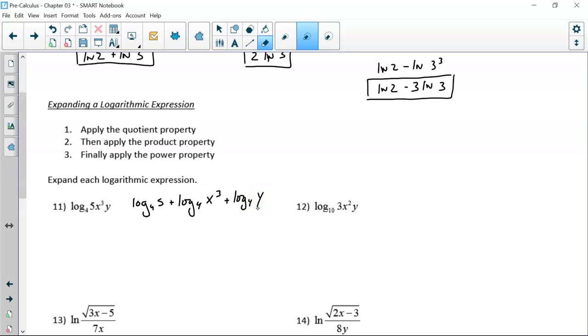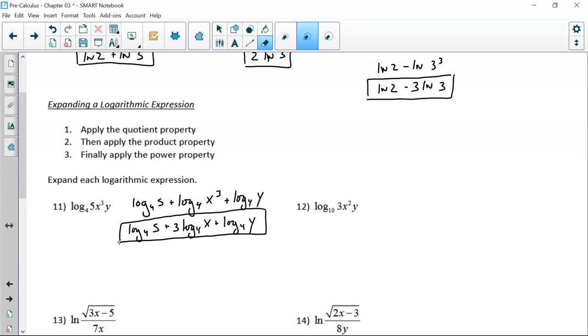Next, we look, are there any exponents? And there is for that middle one. So log base 4 of 5, leave as is, plus now it becomes 3 log base 4 of x plus the log base 4 of y. And we just expanded that expression.